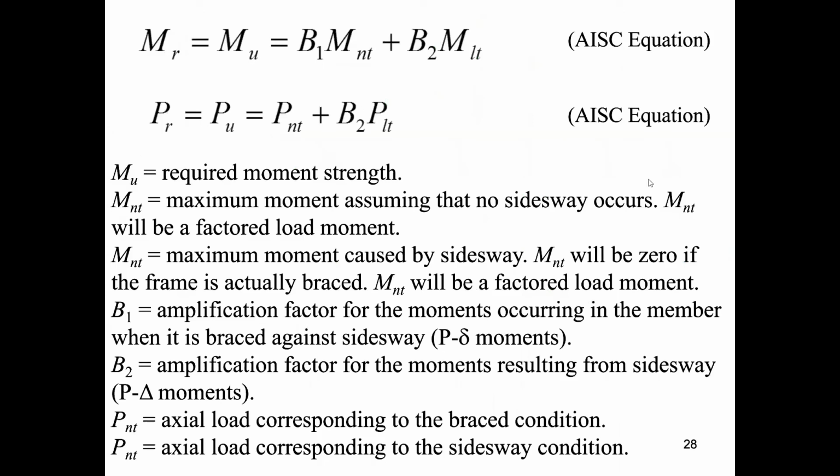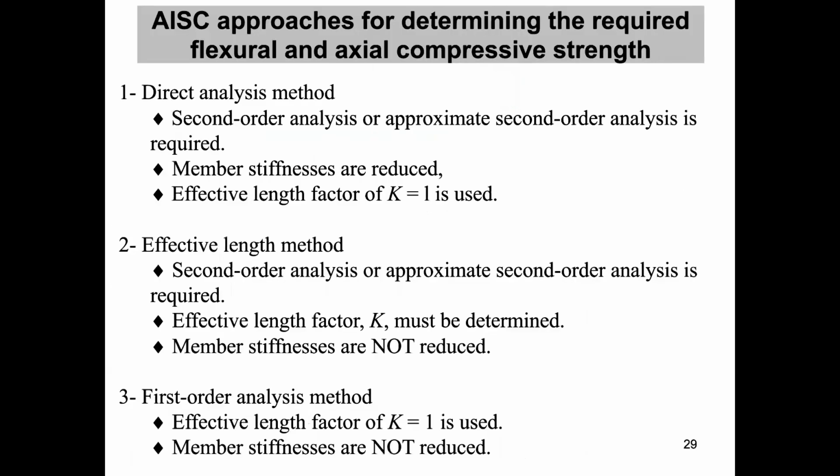The American Institute of Steel Construction AISC Design Manual presents two general equations to calculate the required moment strength and axial load, taking into account the effect of P small delta and P capital delta. By now, we are all familiar with the notations below. AISC approaches for determining the required flexural and axial compressive strength.